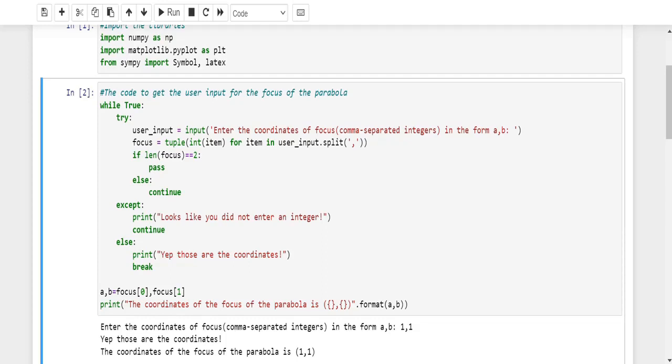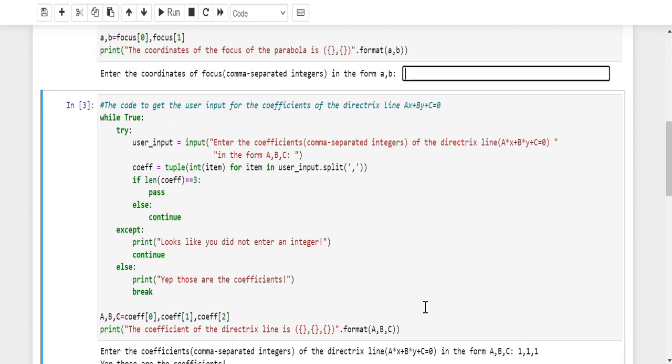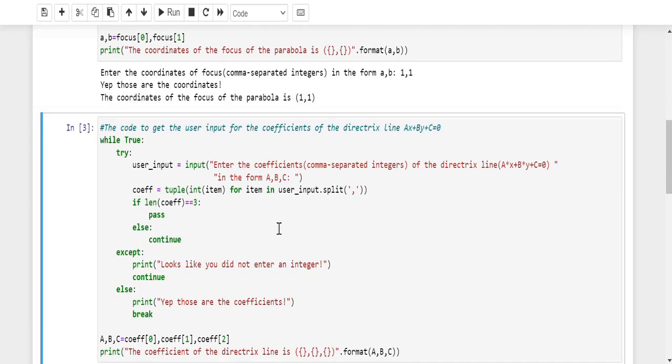So as you can see on your window, I have written the code in Python language, and the libraries that I have used are NumPy, Matplotlib and SymPy. First I'll ask the user for the coordinates of the focus. So I'll execute this cell. Let's consider the coordinates of the focus to be 1, 1. So the coordinates of the focus is 1, 1.